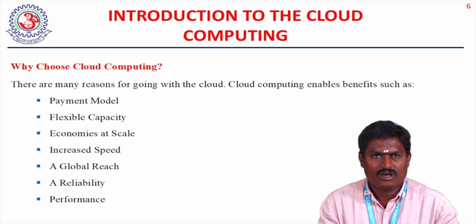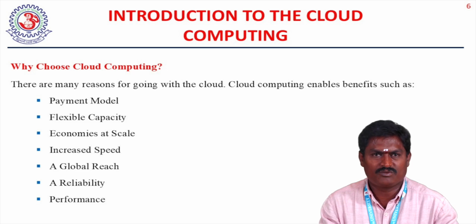Next, flexible capacity. Flexible capacity is on demand, and here we can scale the resources up and down. For example, on an e-commerce website, during the festival season the orders are higher and more resources are required. On the remaining days, we don't need that many resources. So flexible capacity means in cloud computing we can scale resources up and scale resources down.